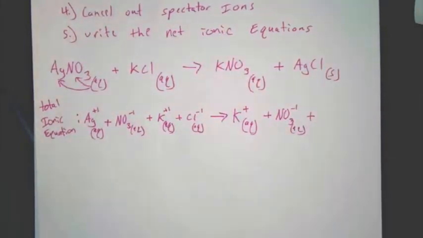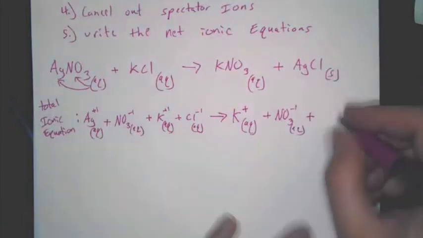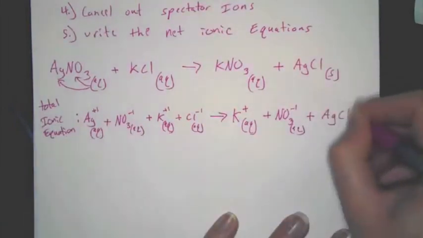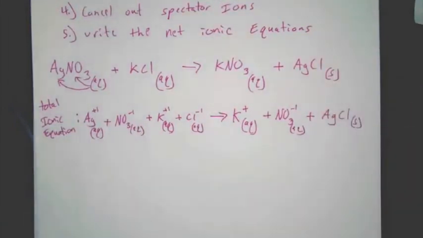Then, lastly, you get to AgCl. It's a solid, so you don't separate AgCl, and you can't write a charge, because it has no charge. It's not an ion. It's an ionic compound. It's staying in solution as a compound, not breaking apart. It's not dissolving.